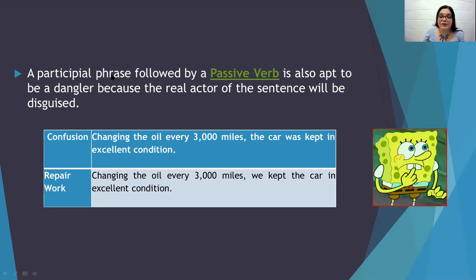A participle phrase followed by a passive verb is also apt to be a dangler because the real actor of the sentence will be disguised. So it will be confusing. "Changing the oil every 3,000 miles, the car was kept in excellent condition." Still, it seems like the car is the one that is modified by all these participle phrases. An improved version of this one might be "Changing the oil every 3,000 miles, we kept the car in excellent condition." And that is all different.